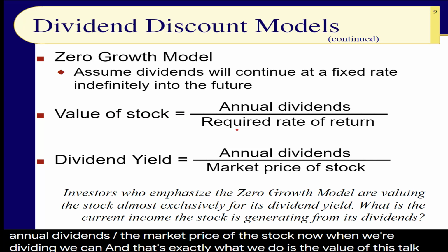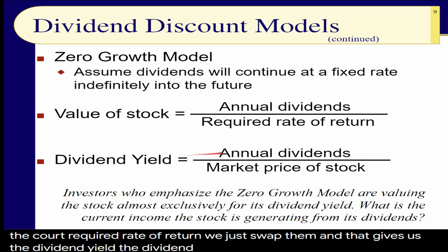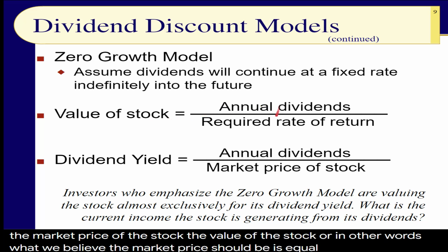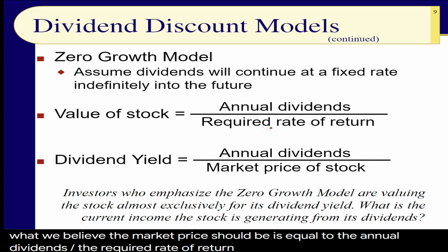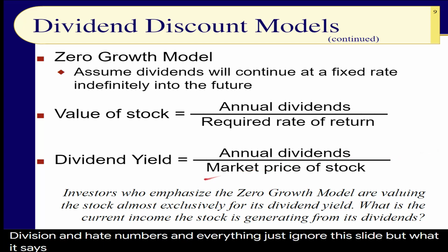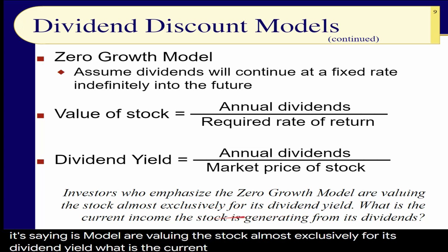The value of the stock and the required rate of return, we just swap them, and that gives us the dividend yield. The dividend yield is equal to the annual dividends divided by the market price of the stock. The value of the stock, or in other words, what we believe the market price should be, is equal to the annual dividends divided by the required rate of return. So if you really hate math and hate division and hate numbers and everything, just ignore this slide. But what it's saying is investors who emphasize the zero growth model are valuing the stock almost exclusively for its dividend yield. What is the current income the stock is generating from its dividends?